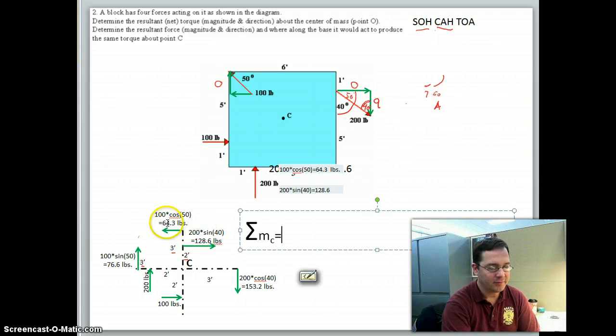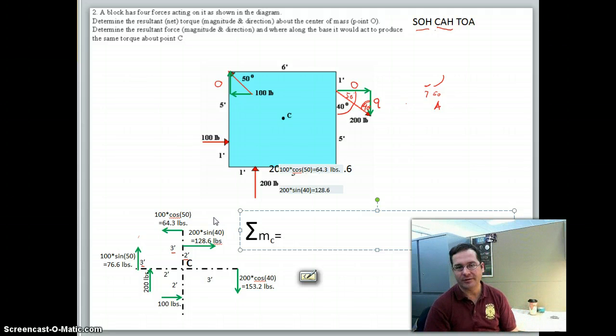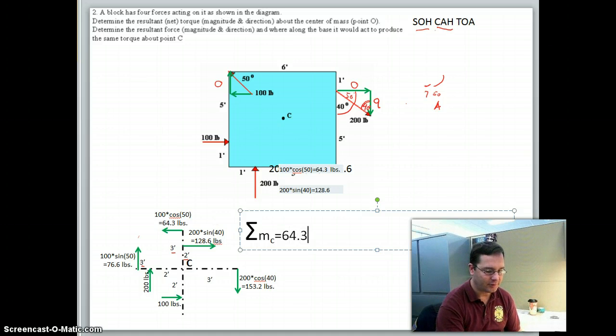So we'll start here with this one on top, and you'll notice that it is pointing to the left. It is a leftward force, and it is above point C. Well, that means it's going to generate a counterclockwise moment. So the counterclockwise moment is going to be a positive number, so it's just going to be 64.3 times 3 feet.